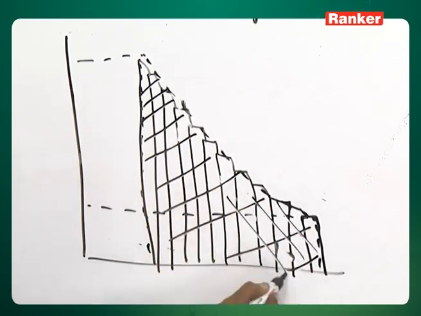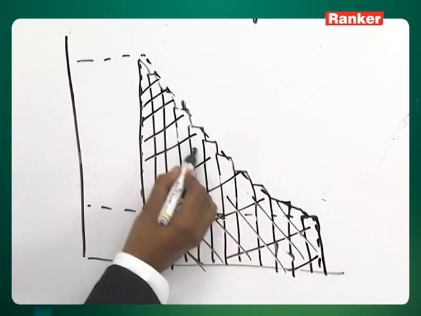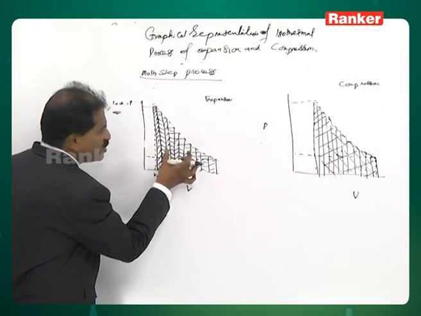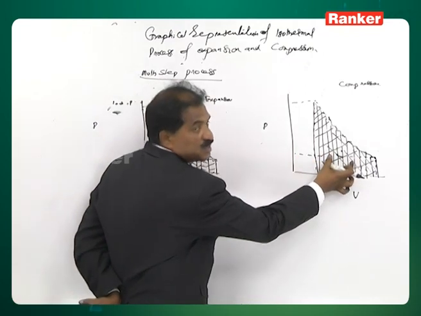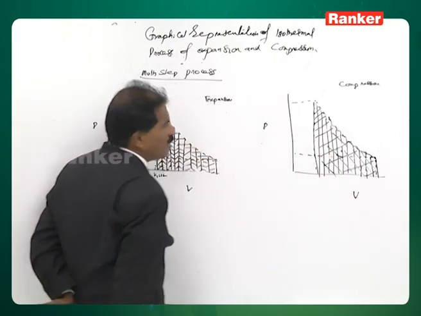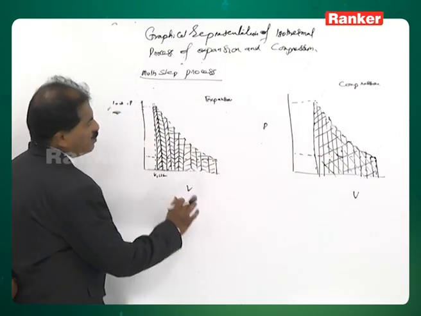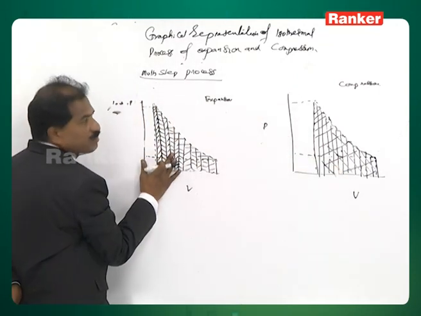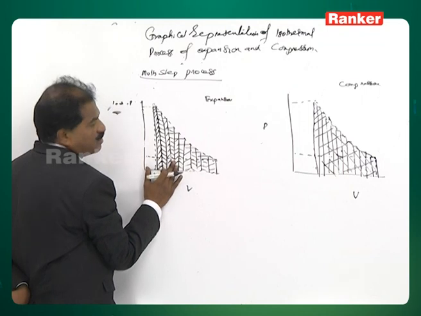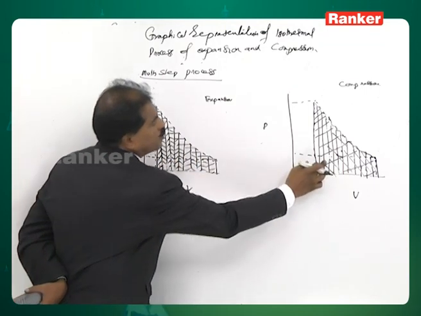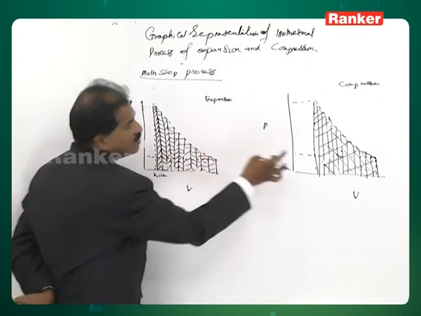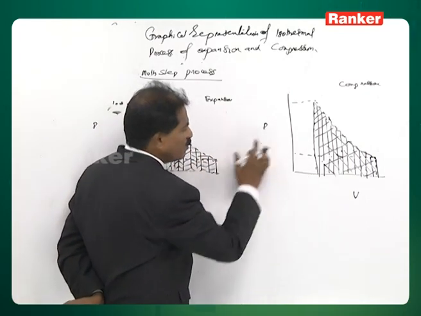Now, if we compare the area of the shaded portion in this graph as well as in this graph, the shaded area portion here and the shaded area portion here are exactly identical. Therefore, the work done by the surroundings during compression is always equal to the work done by the system during expansion. Hence, magnitude wise both are exactly identical, but the sign is different. This is negative and this is positive. Therefore, total work becomes 0.